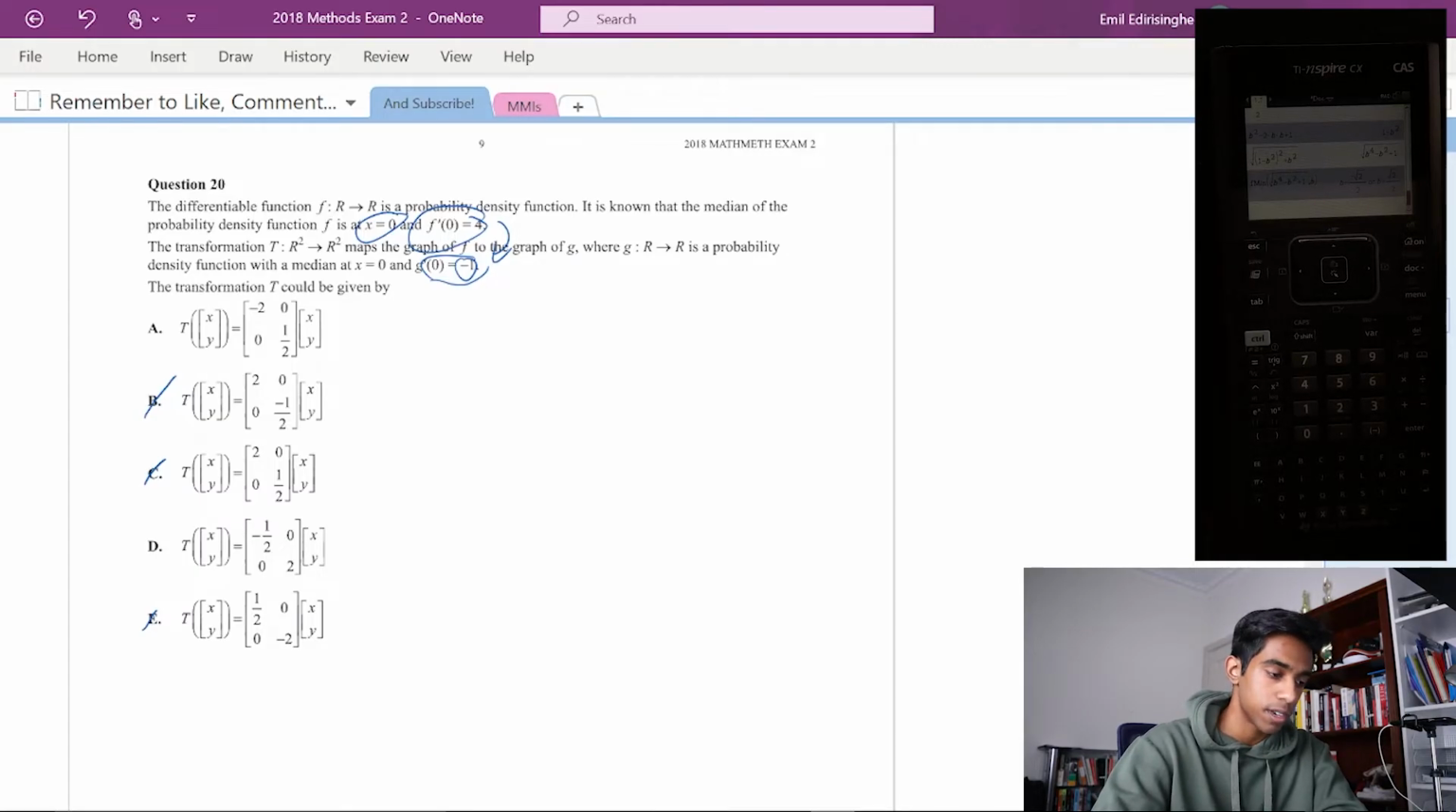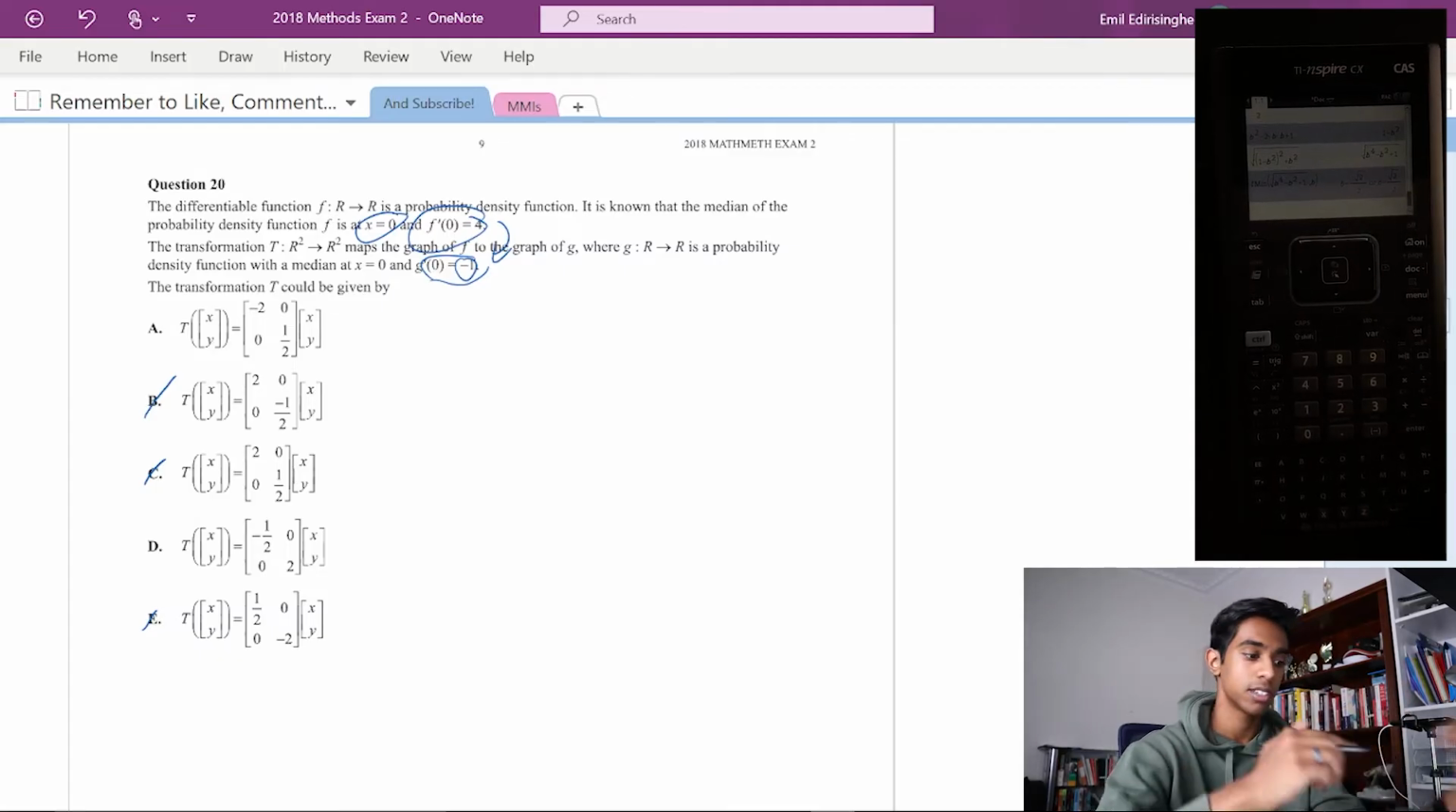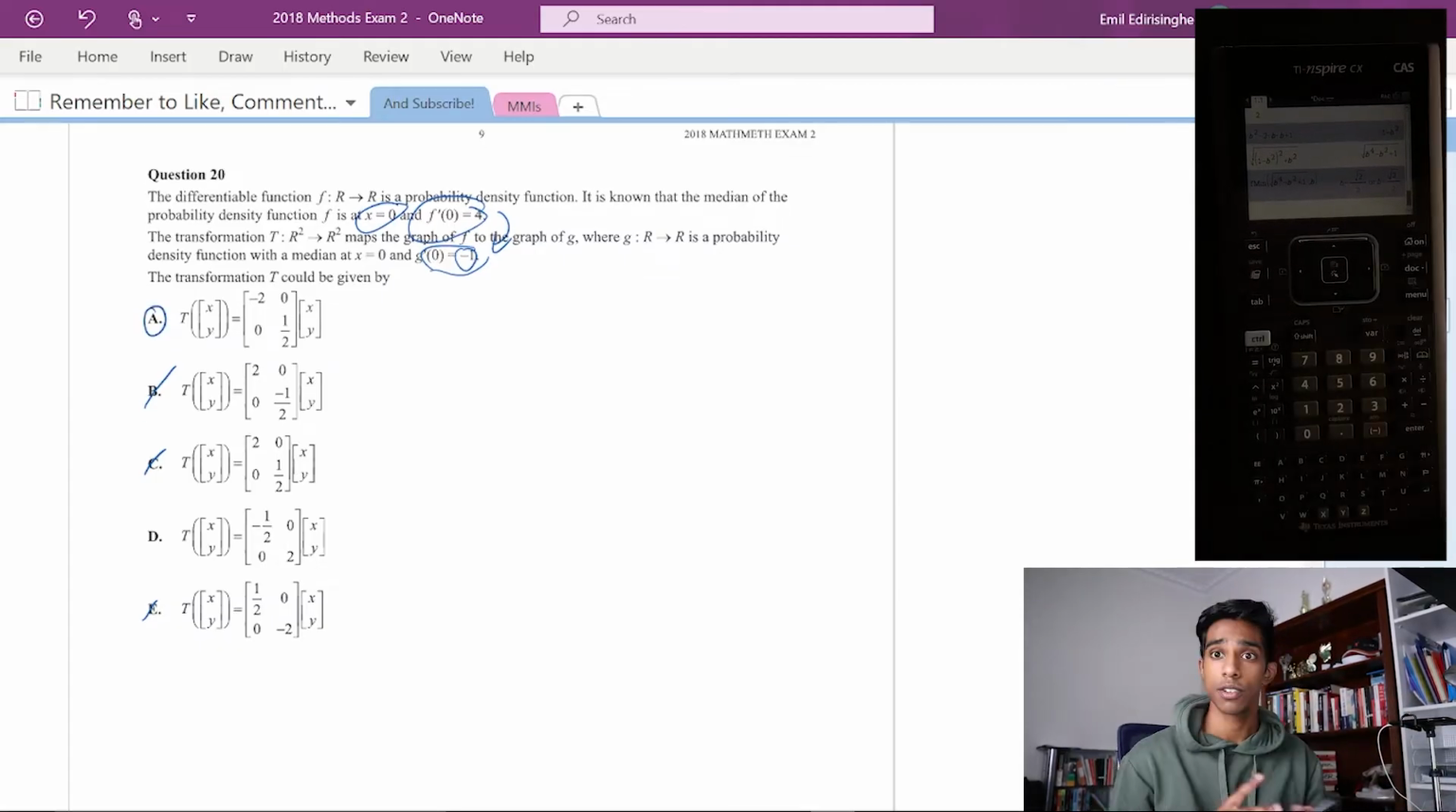And first we have a dilation from the x, and then we have a dilation of a half from y. And we know that because a dilation of 2 from x would spread the graph out, that would make the gradient lower, so it must be A. So that's the multiple choice done. I hope you guys found that helpful, and now we'll move on to the extended response.